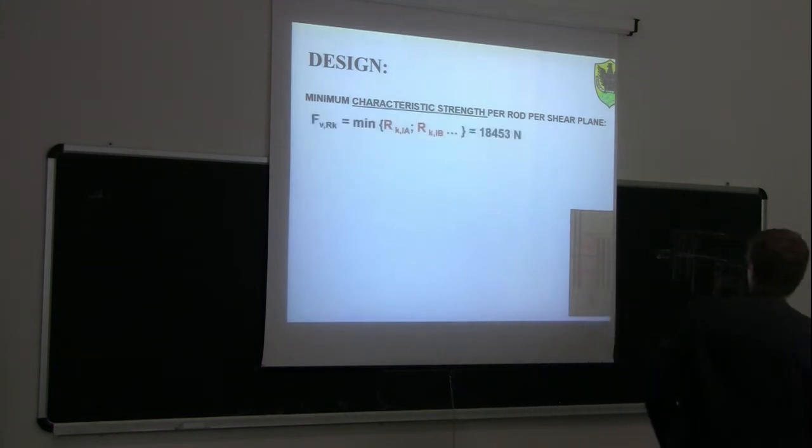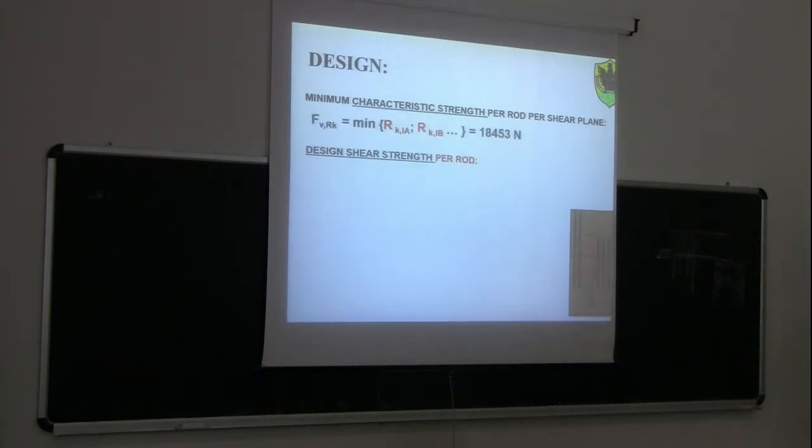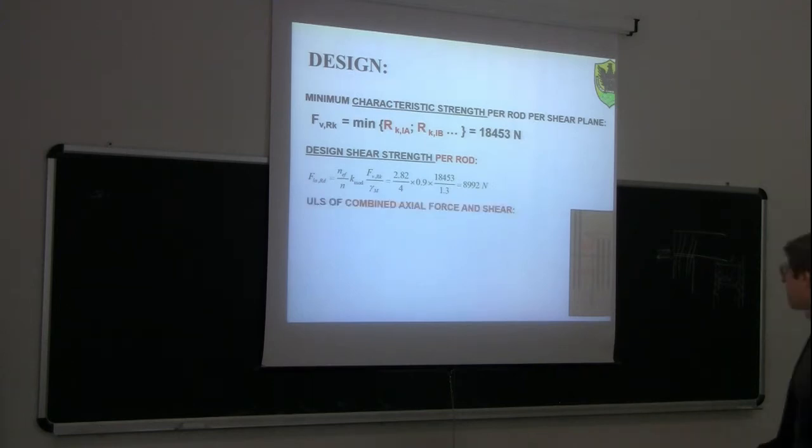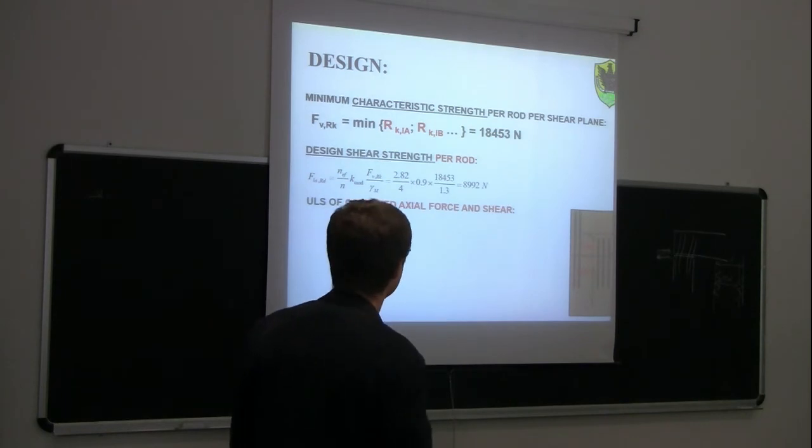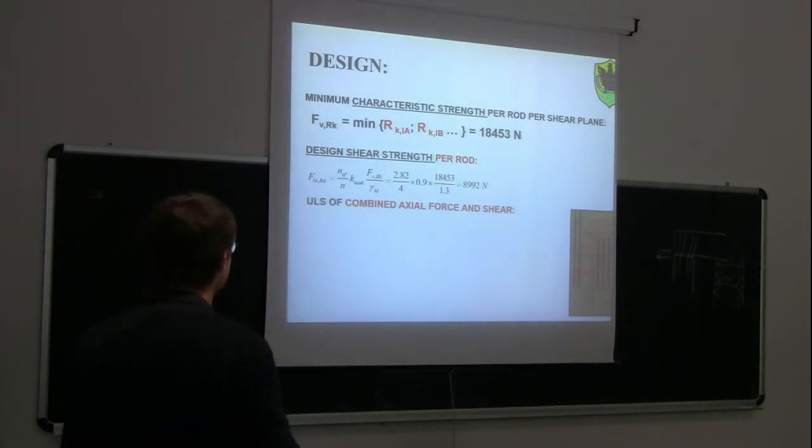So now we are able to find out the design shear strength per bolt by replacing FVRK in this equation with 18,453 newtons. So if we replace all the values, we find out that the design shear strength of the most stressed rod will be, let's say, 9 kN. And now finally we can do this check about combined axial and shear resistance for the rod. If you replace, you see the values inside.